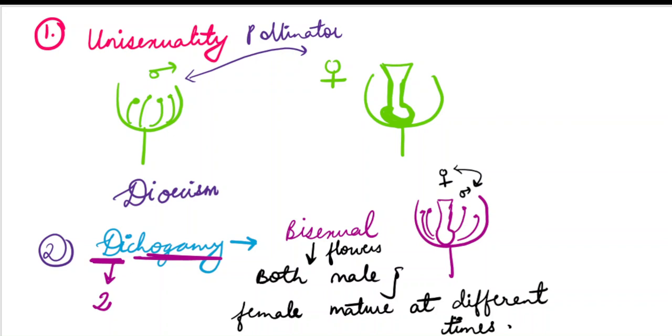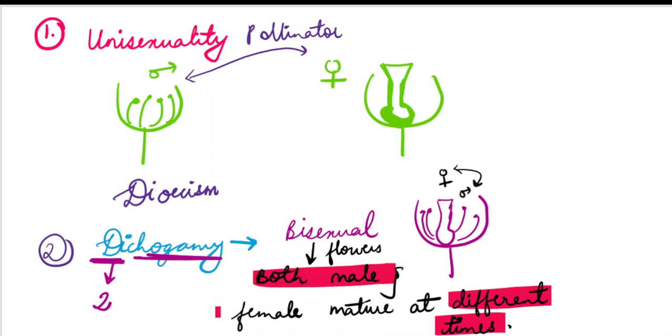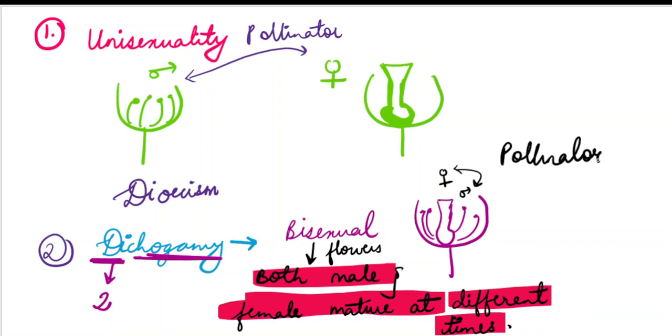Okay. So if they mature at different times, there will be a need of cross-pollination. Because they are maturing at different times, there is a need of cross-pollination, which means again there will be a need of a pollinator. Okay, I hope you are understanding the concept and the meaning of what we are studying. So next, the third part is contrivances, or devices.